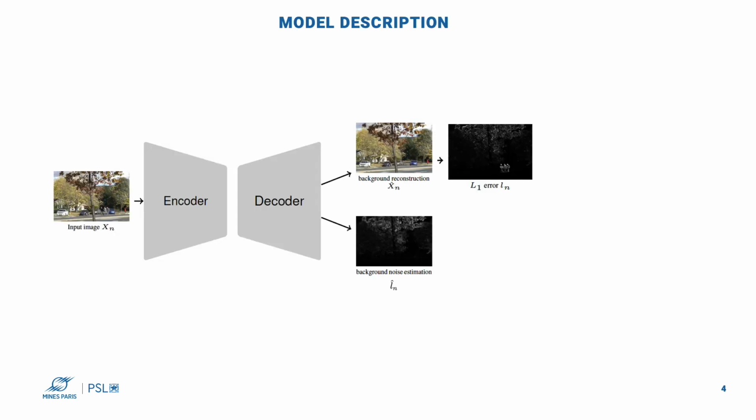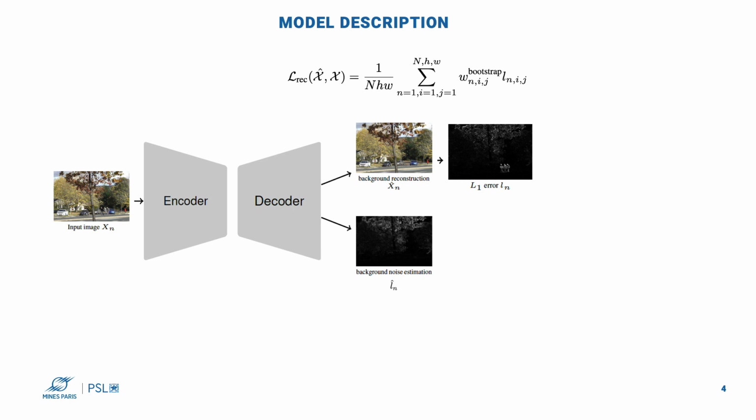The model is based on a convolutional autoencoder. During training, the autoencoder takes as input a video frame and outputs two images. First, a background reconstruction, and second, a pixel-wise prediction of the L1 loss associated to the background reconstruction. This prediction allows to estimate the level of background noise on this pixel.